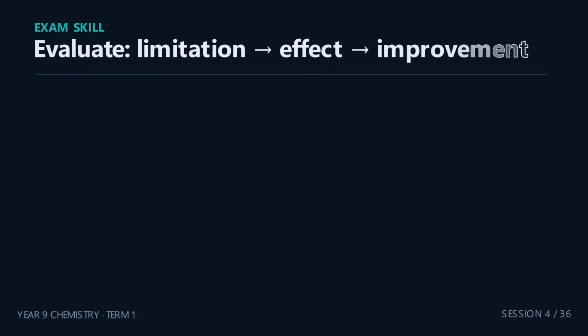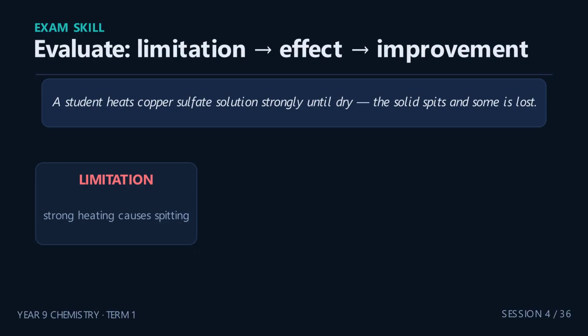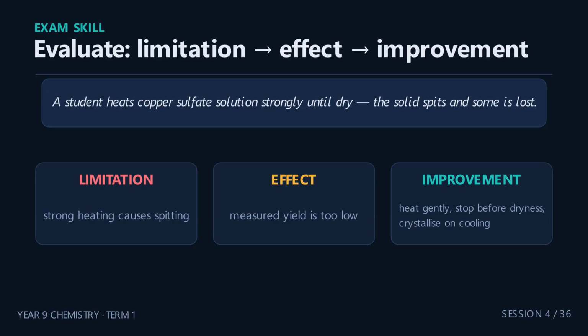Now let's evaluate like an examiner. A student heats copper sulfate solution strongly until all the water has gone. The solid spits from the basin and some is lost. A complete evaluation has 3 parts. The limitation: strong heating causes spitting. The effect: the measured yield is too low. And the improvement: heat gently, stop before dryness, and let crystals form on cooling. Limitation, effect, improvement. Use all 3 every time.